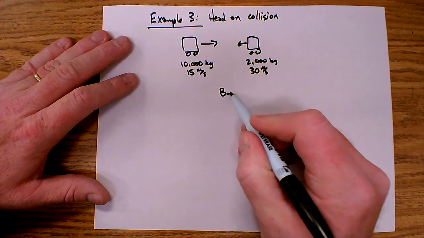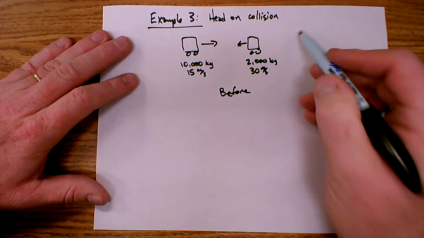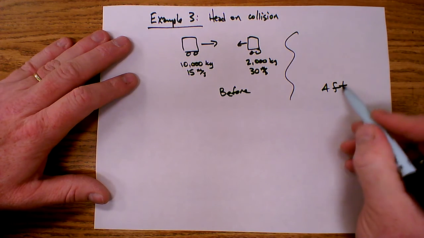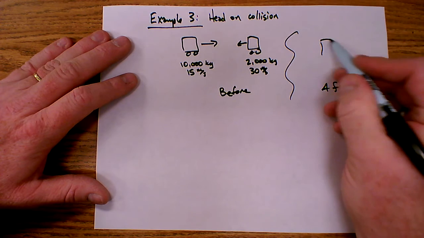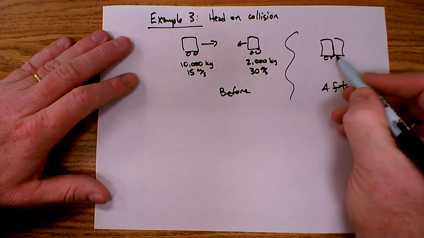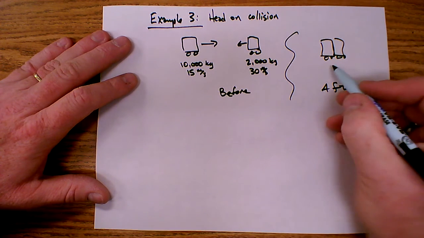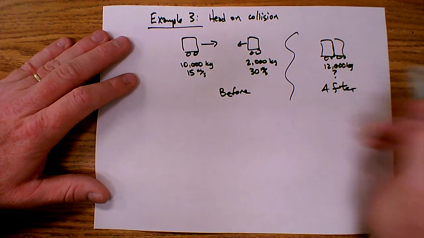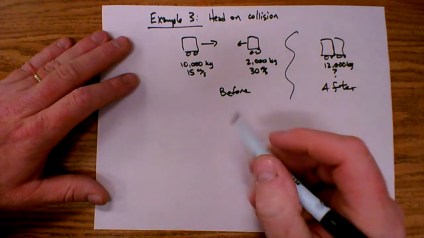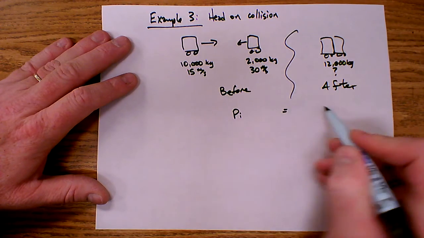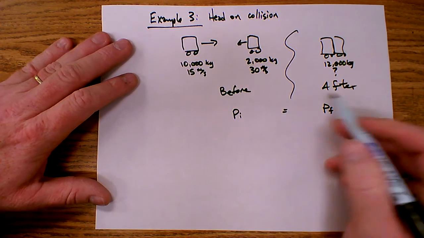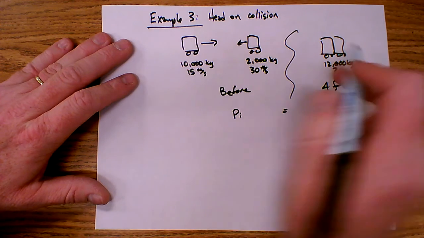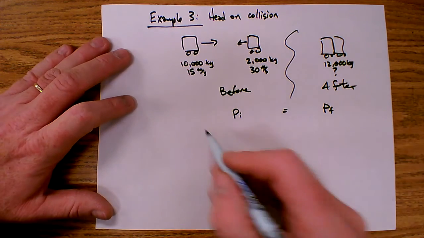So again, this is conservation of momentum. So I'm going to draw my before, which I've already got. Do my after. So after, they're stuck together. They're combined, so their mass now is 12,000 kilograms. And I don't know how fast they're moving. So let's take a look at this. P initial equals P final. That just means MV of everything over here equals the MV of everything over here.